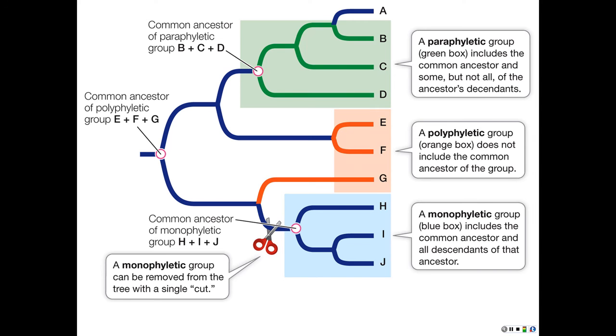Some things that sometimes go wrong: we can have what's called a paraphyletic group. A paraphyletic group is a group that includes the common ancestor and some, but not all, of its descendants. So we're missing somebody in a paraphyletic group. We also can have what's called a polyphyletic group. In a polyphyletic group, we have multiple more distantly related taxa that aren't sharing the same common ancestor. We think they go together, but they don't. So E, F, and G would be, if we tried to group these together, polyphyletic.